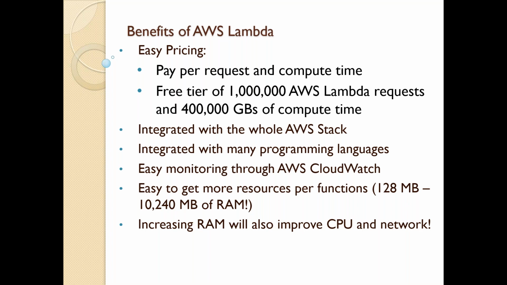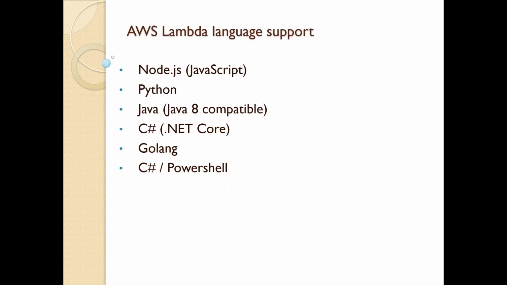And you can get more resources per function. You can increase your memory. Memory is from 128 MB to 10 GB of RAM. You can keep increasing in increments of 64 MB. When you increase the RAM, it will also, in the background, increase the CPU power and network, and hence you will pay more. So you have to take a look at the pricing for this. These are the languages that are supported: Node.js, Python, Java, C#, Golang. For C# we have two, one is .NET Core, another is PowerShell. We will just see some examples with Python.